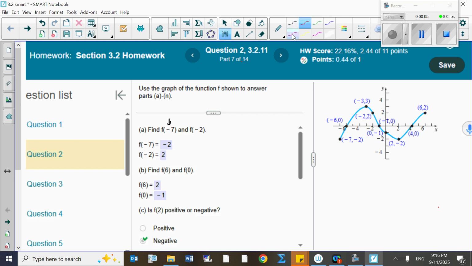Hi everyone, let's work on 3.2 homework, which is going over graphs of functions. I'm going to start with question number 2.